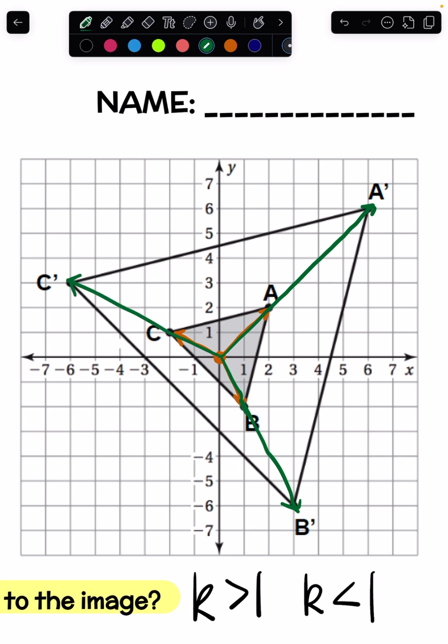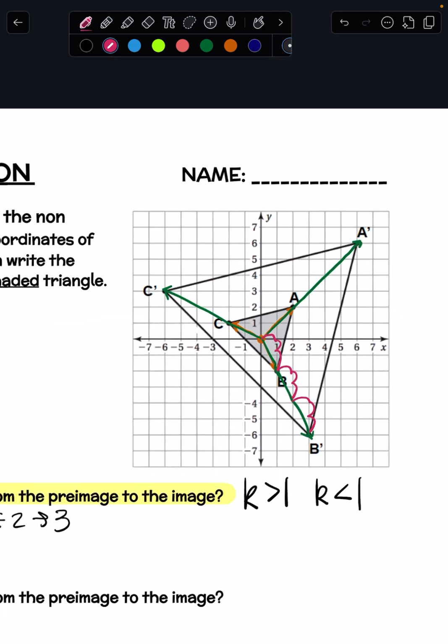So those lines should not be changing in slope at all, just the distance, which means that you could also enlarge your image by counting over and down, however many times you enlarged your shape here. So if I went over and down 2, if I do that 3 times, then I should be getting my image coordinate points.